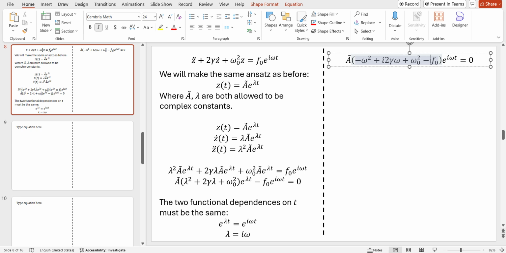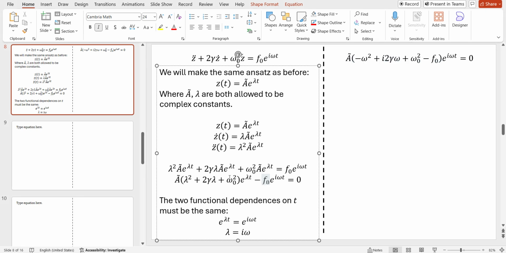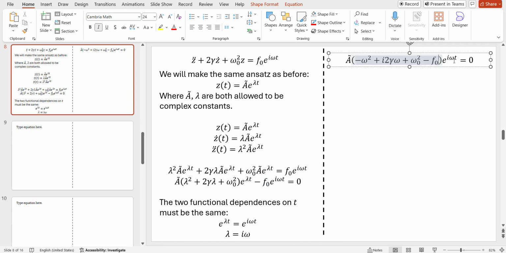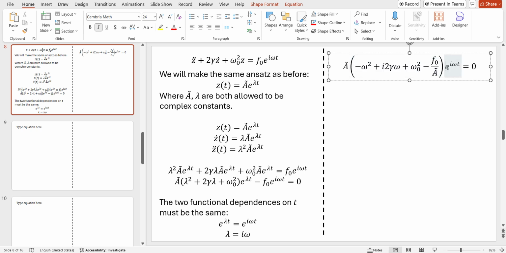Great. So what does this tell us? Oh, and I made a mistake. I can't just bring f naught into this parenthesis because there's also an a in front. So this is actually f naught over a tilde. That's my bad. A tilde. Okay, that makes sense.